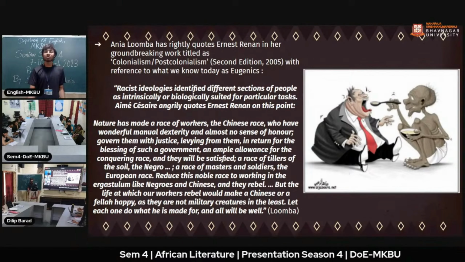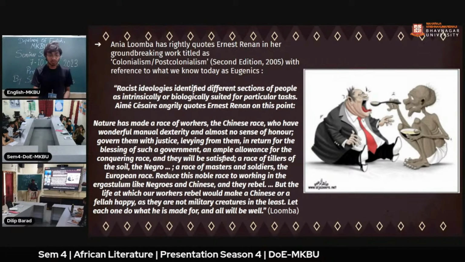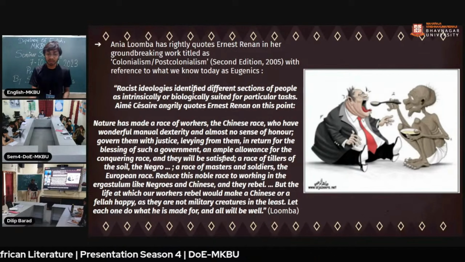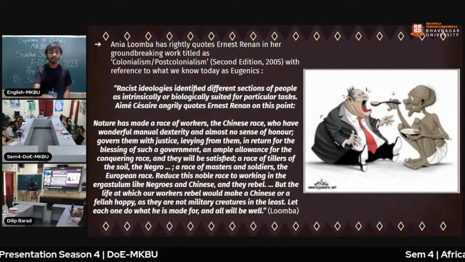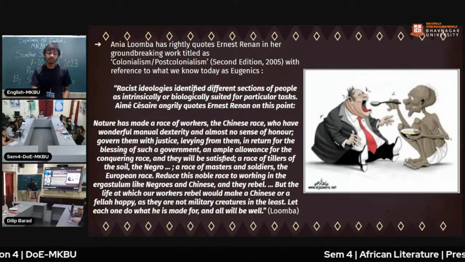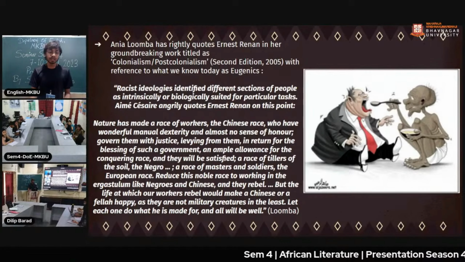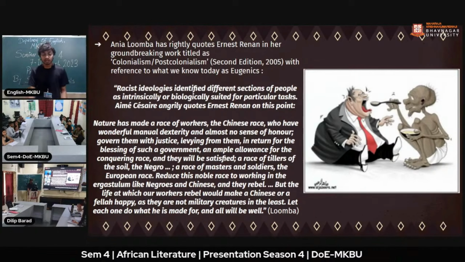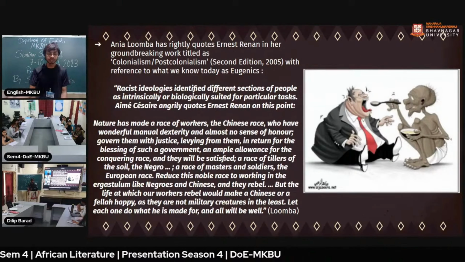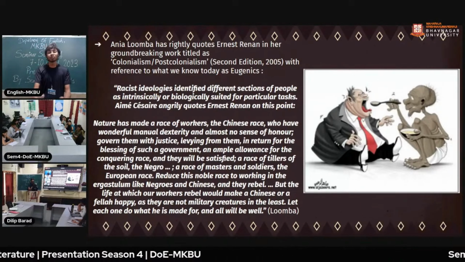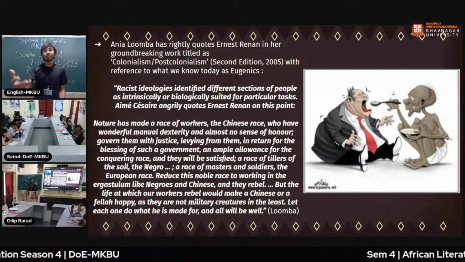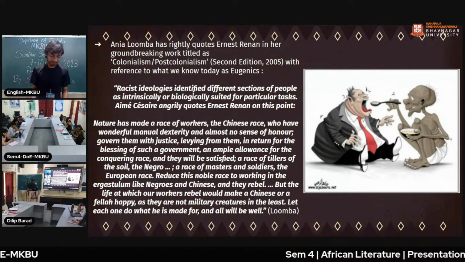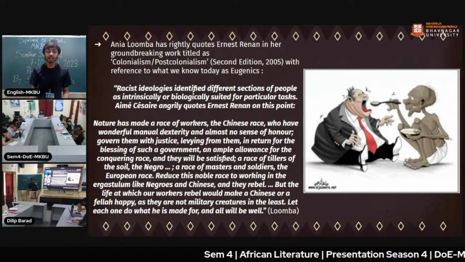And now again I have quoted Anya Lumba, that Anya Lumba has rightly quoted. So there should be a D in quoted. Fine, I will rectify it later on. So Ernest Renan in her groundbreaking work titled Colonialism and Post-Colonialism, second edition 2005, with reference to what we know today as eugenics. So again, the labor division in post-independent Kenya, how it was like.